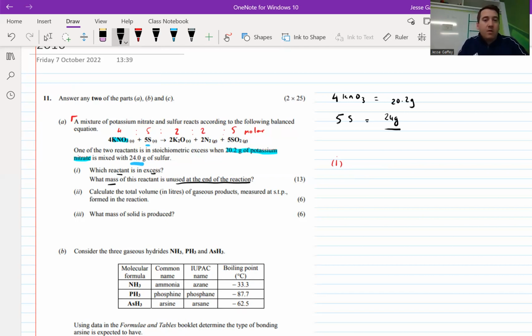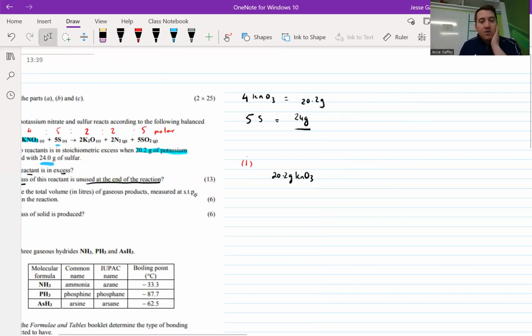All right, so I am going to begin with the KNO3 and find out how many moles we have. So we're going to write down what we have. We know we've got 20.2 grams of KNO3 and I want to know how many moles that is. So what I'm going to ask you to do now, if you weren't able to do this by yourself, is pause the video and convert this to moles.